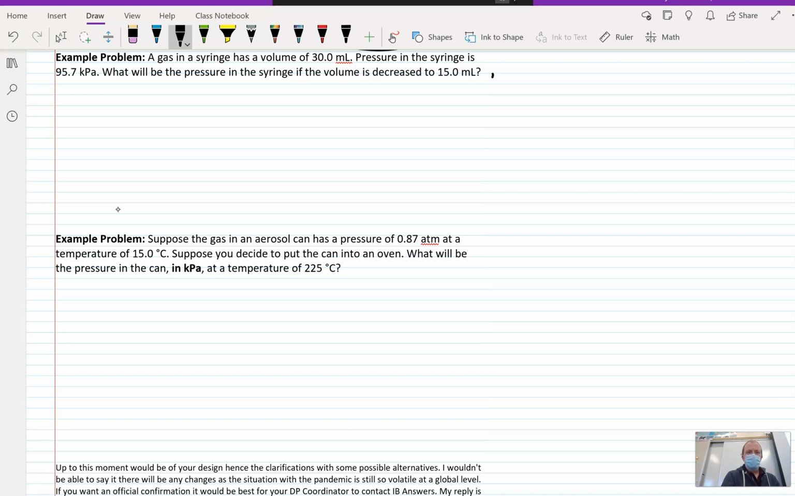Let's look at another one here. A gas in a syringe has a volume of 30. The pressure in the syringe is 95.7 kilopascals. What will be the pressure in the syringe if the volume is decreased to 15? I think that's Charles, Boyle's, Gay-Lussac. It is Boyle's, yeah. Pressure and volume. So it's going to be P1 V1 equals P2 V2.